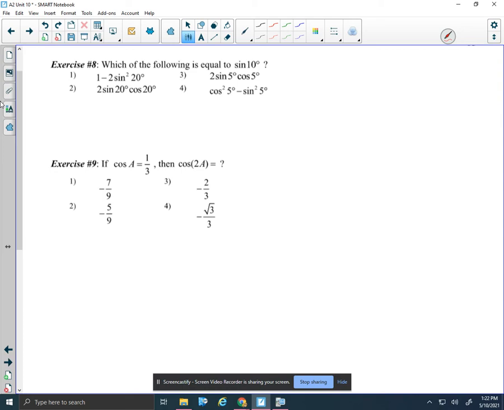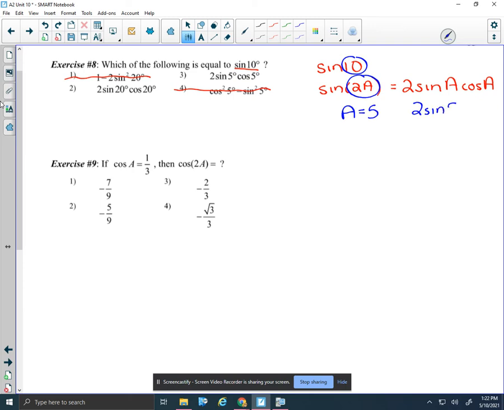So looking at these, I notice that these kind of look like the cosine double angle or sine double angle formulas. This is sine, so I'm going to cross out the ones that look like the cosine of a double angle formulas. So if we say sine of 10 is the sine of 2A, then we need something that's 2 times the sine of A times the cosine of A. So if 2A is 10, A is just 5. So over here I should have 2 times the sine of 5 times the cosine of 5. So that's equivalent to this one.